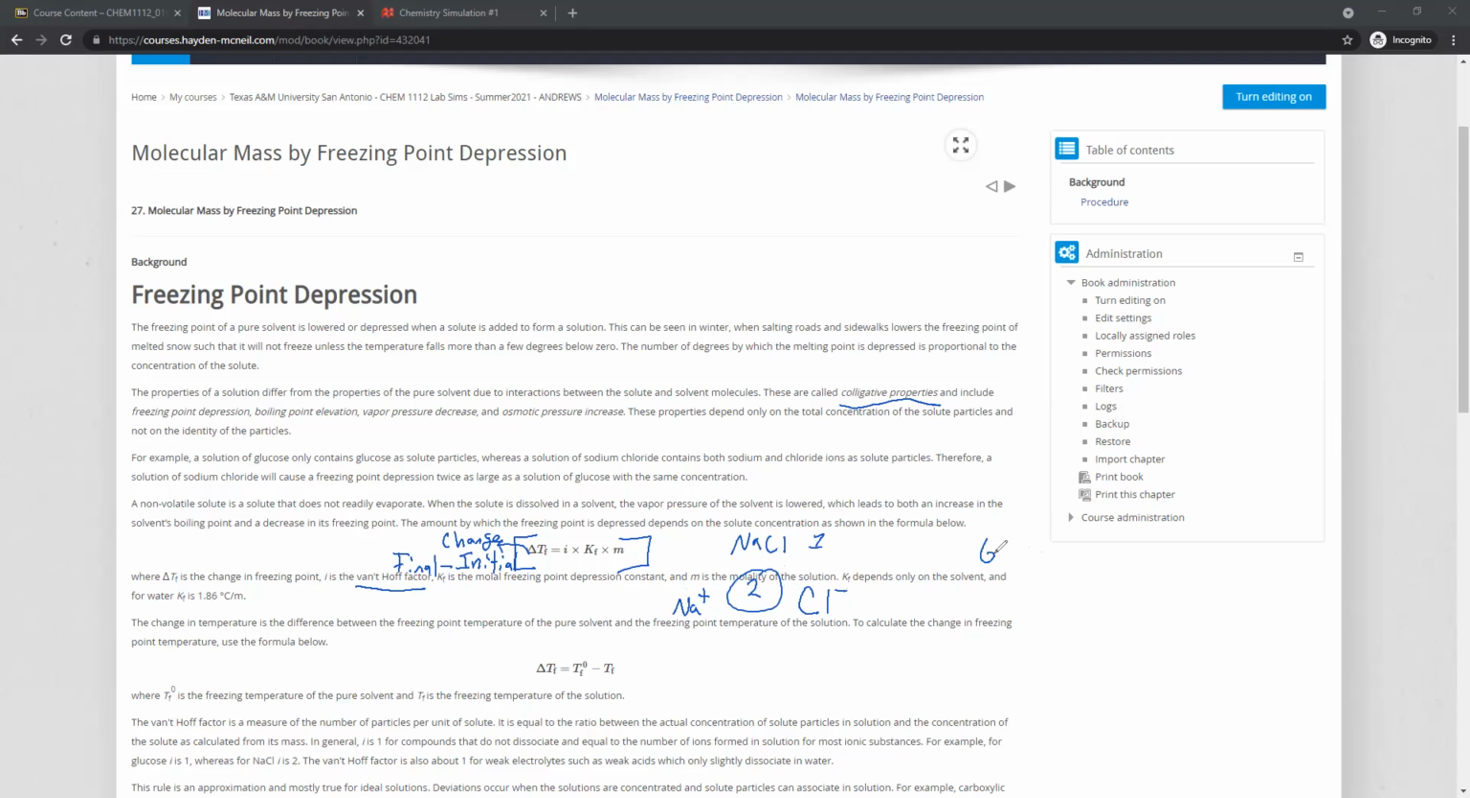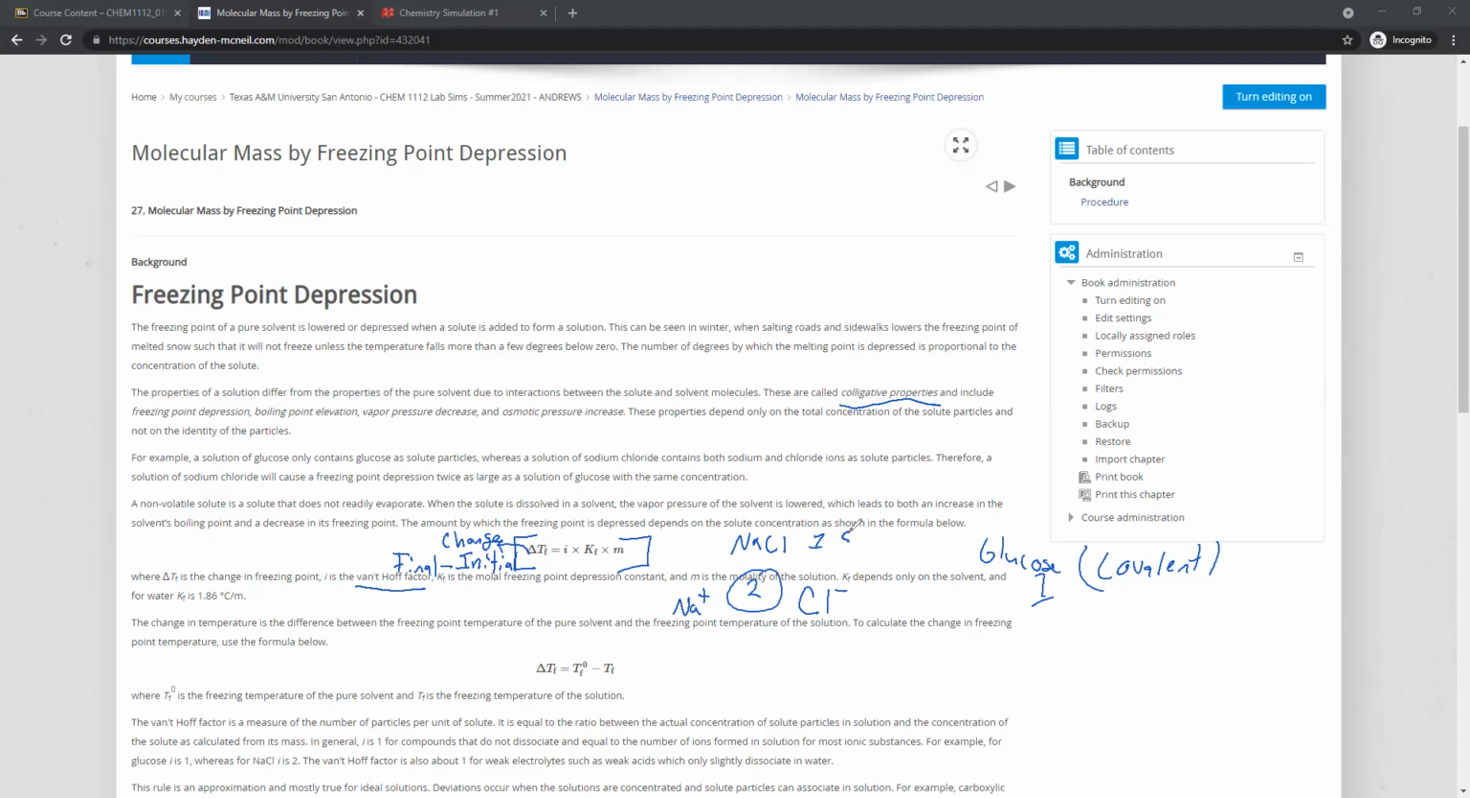While something like glucose does not break apart in water because glucose only has covalent bonds. So hopefully you remember that. If a molecule contains only covalent bonds, that is, if a molecule is made out of non-metal atoms only, it will likely not break apart in water. Your exceptions being acids and bases. And since it does not break apart in water, it has a van 't Hoff factor of 1.